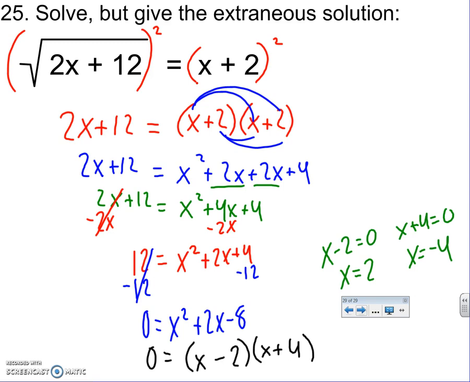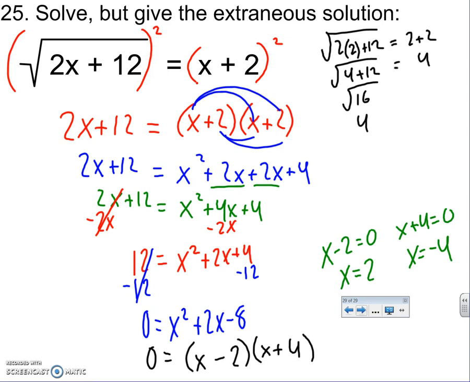So when I check, I'll plug in 2 on the left side. So this means square root of 2 times 2 plus 12. That's going to be square root of 4 plus 12. That's square root of 16, which is 4. On the right side, 2 plus 2. That's 4. That's true. All right, so that's good. That is the real answer, but that's not the only one. The point is to find the extraneous solution. So we're going to plug in the other one.